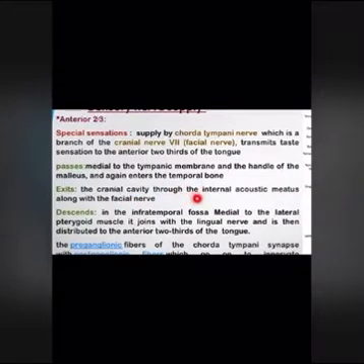exits the cranial cavity through the internal acoustic meatus along with the facial nerve, descends in the infratemporal fossa medial to the lateral pterygoid muscle, joins with the lingual nerve, and is then distributed to the anterior two-thirds of the tongue.